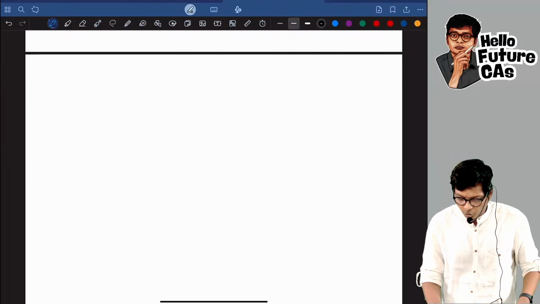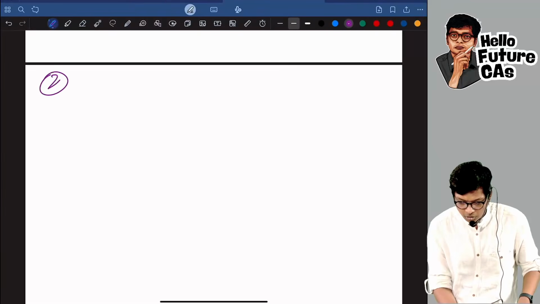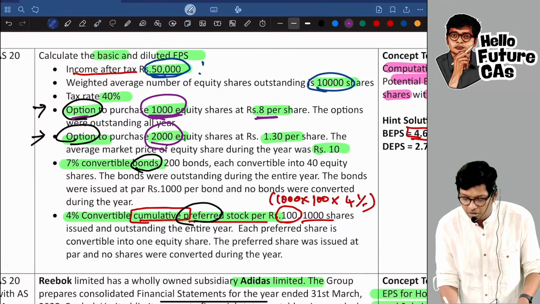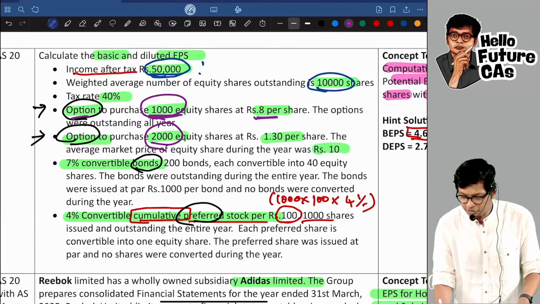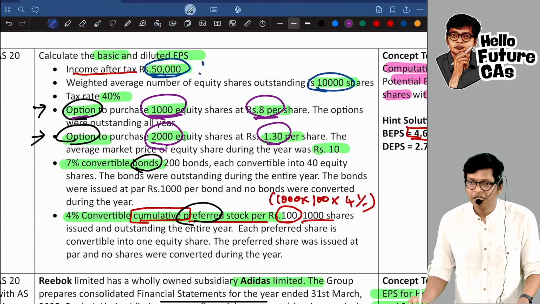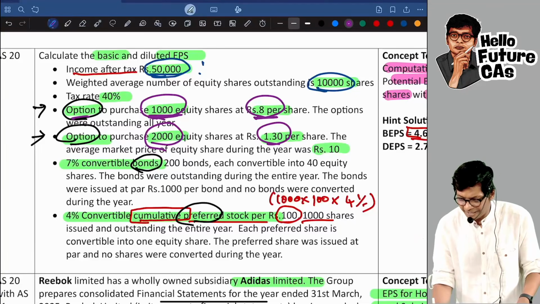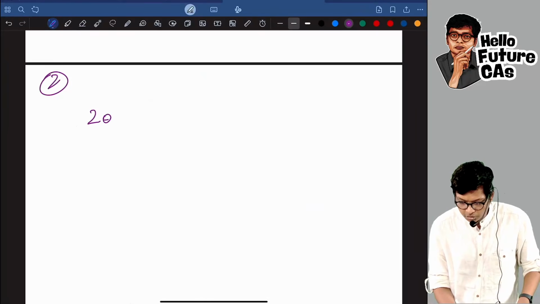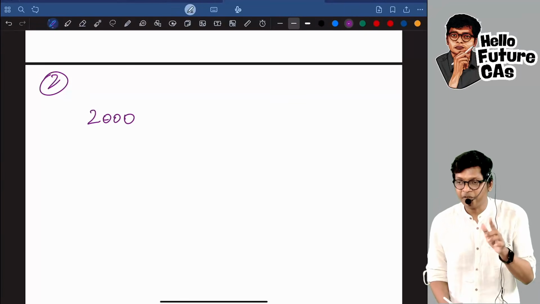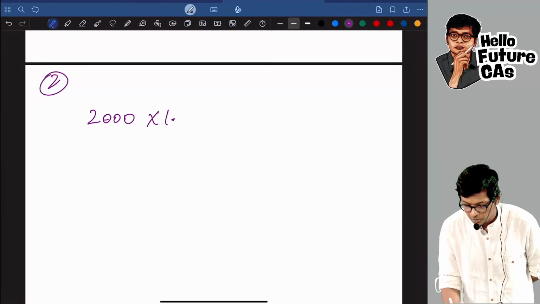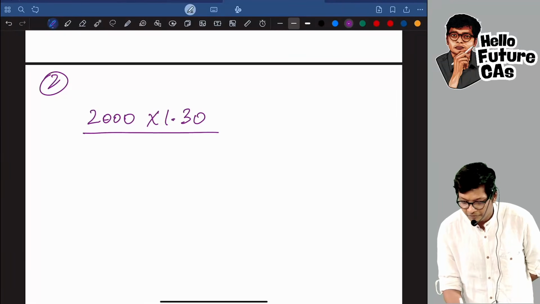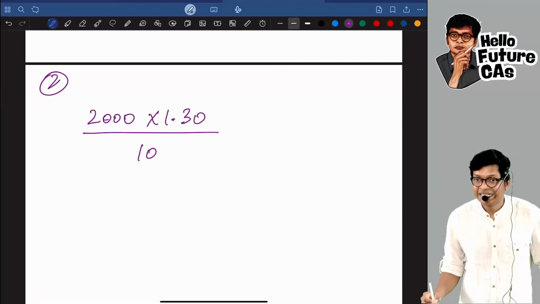We have one more options now. Look at this. Same thing. Instead of 1,000 options, you have 2000 options. Instead of 8 rupees per share, they paid 1.3. Instead of 10 rupees market price, same 10 rupees only. So here 2000 options, that fellow paid only how much? 1.33, for each market price of 10 rupees.